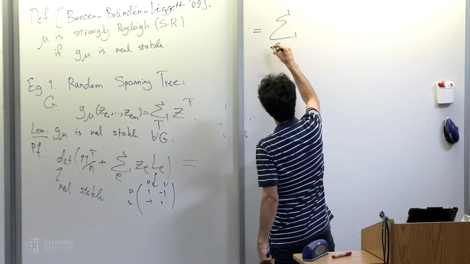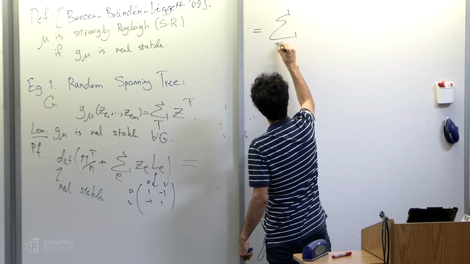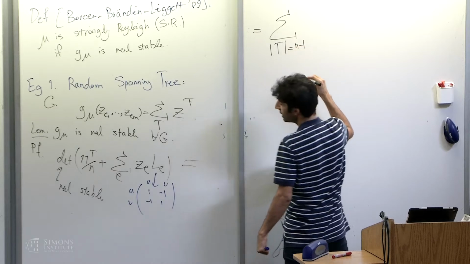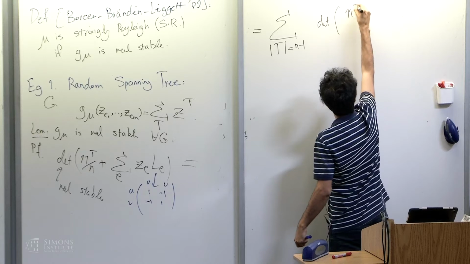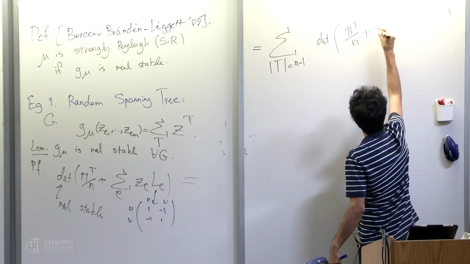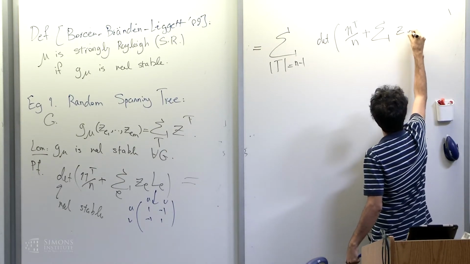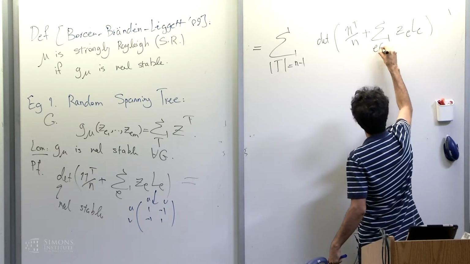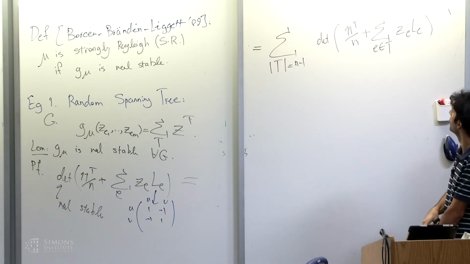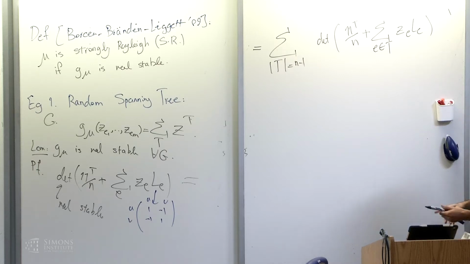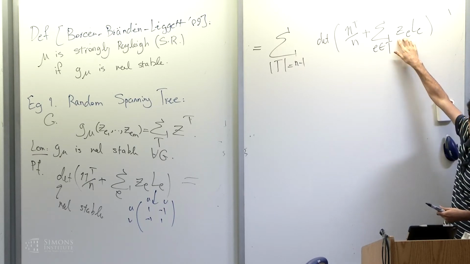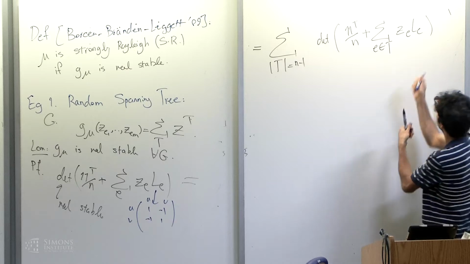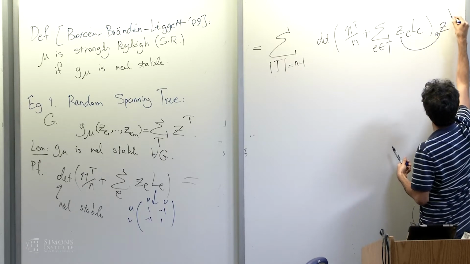So I'm going to have summation over all sets T of size n minus 1 of edges, determinant of 1, 1 transpose over n plus summation of ZE, LE for E in T. Now, similar to what Nikhil has been doing a lot, this determinant is a linear function in the ZE, so you can factor out the ZEs. This is really Z to the T.